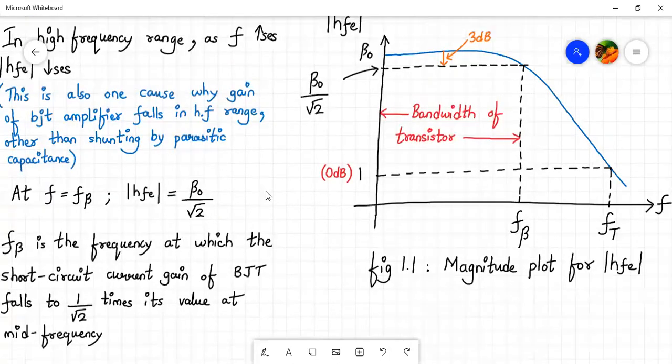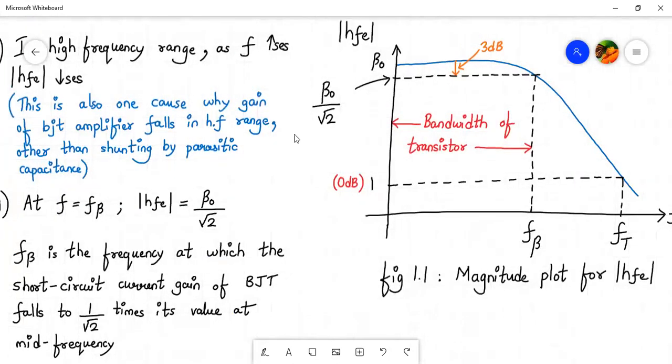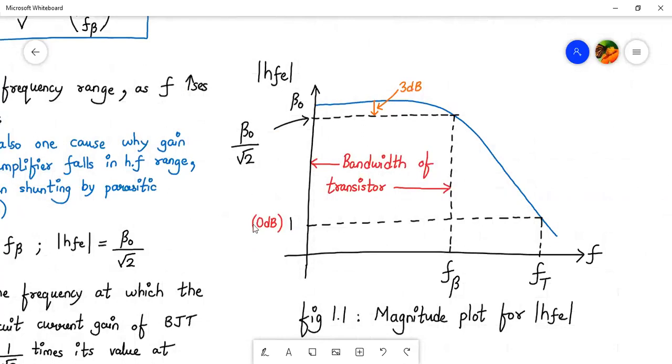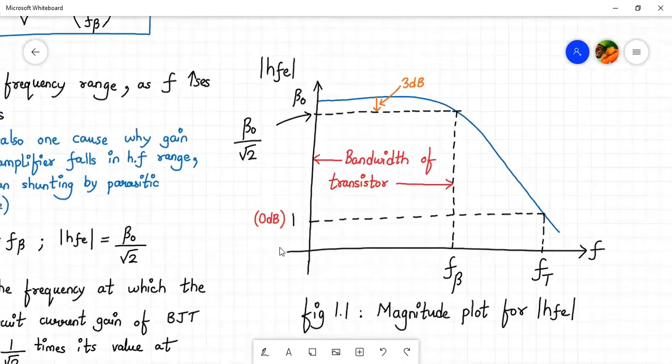So f beta, that is the beta cutoff frequency, is the frequency at which the short circuit current gain, which is mod of HFE, of the BJT falls to 1 upon root 2 times its value at mid frequency. Its value at mid frequency is beta naught, right? So that will justify the derivation which we have written earlier. And this plot is the magnitude plot for the HFE. Okay, fine. The bandwidth of the amplifier is f beta, that is the beta cutoff frequency. Fine. Now let's proceed forward.